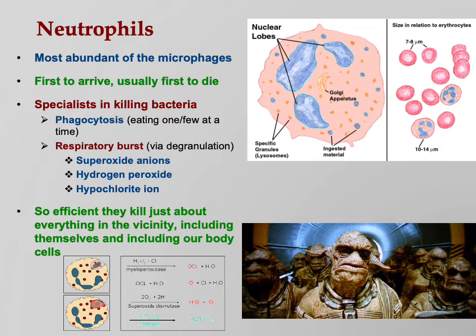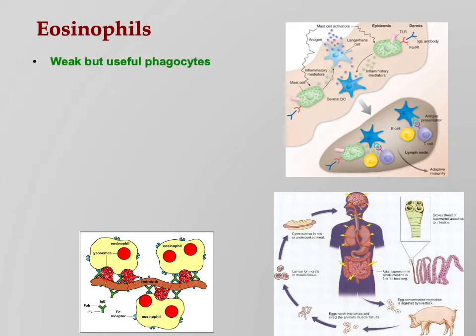So efficient they kill just about everything in the vicinity, including themselves, including our own body cells, all right? Really stupid soldiers with really powerful weapons, okay? Then the eosinophils, weak but useful phagocytes, respond to antigen-antibody complexes.